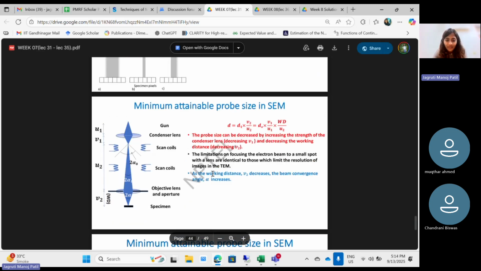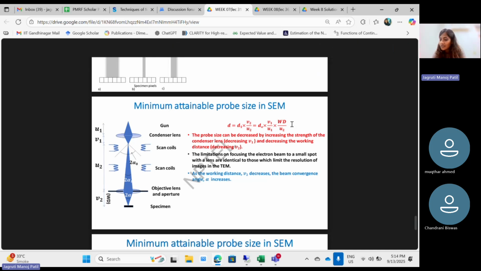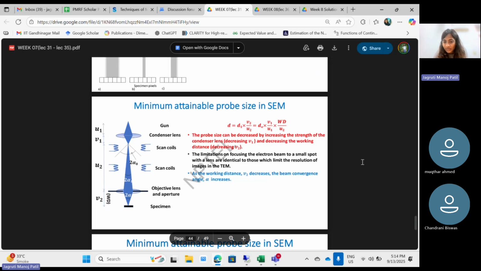Okay. Then, minimum attainable probe size. How small should the probe size be in SEM? That will eventually depend on the working distance and your lens physics, based on the magnification you have, V by U, or your focal length, and then you eventually compute the diameter of it. It said that the probe size can be decreased by increasing the strength of the lens, that is by decreasing V1, the distance in between both of them, here this particular distance, and by decreasing the working distance, right?